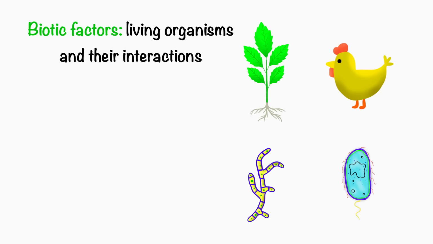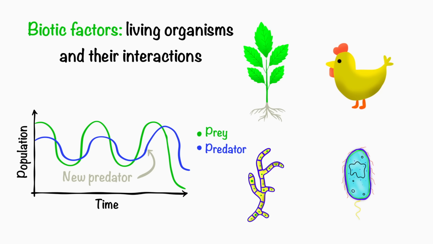Biotic factors represent the living components and their interactions within ecosystems. These factors include all the ways organisms influence each other's population and community sizes. Predation is a fundamental biotic factor, with predators controlling prey populations whilst depending on them for survival.